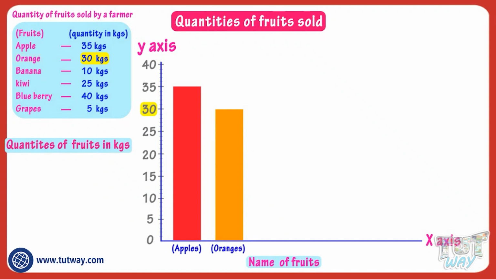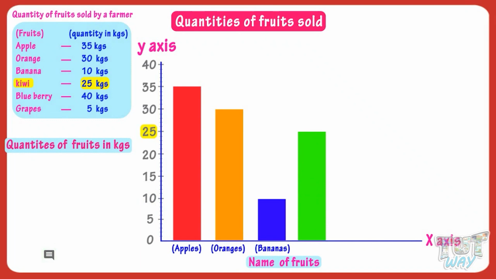Now, next fruit is banana. Quantity of bananas sold is 10 kgs. So make a rectangular bar up to the mark of 10 and label it with banana. Now, the next fruit is kiwi. The quantity sold is 25 kgs. So make a rectangular bar up to the mark of 25 and label it with kiwi.